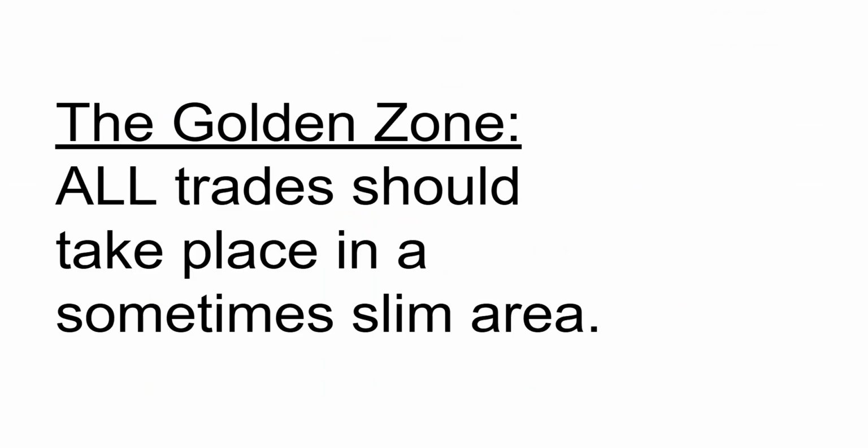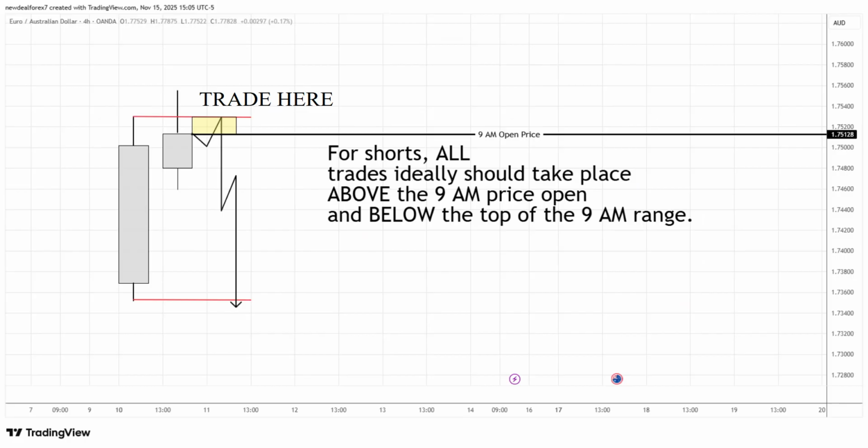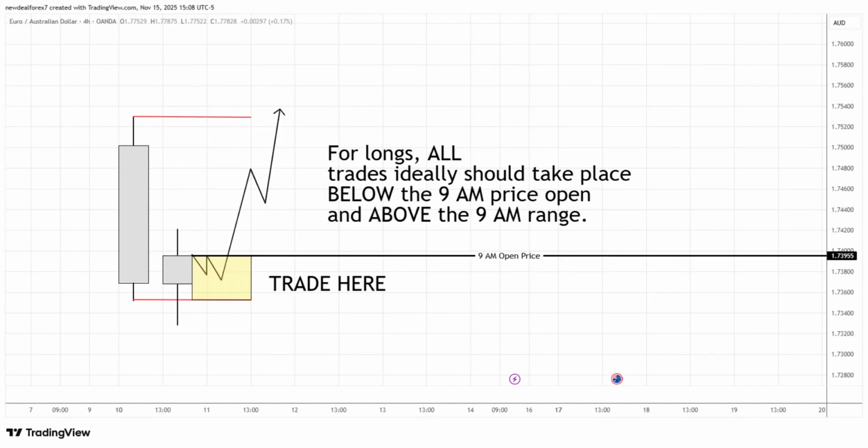Now, the golden zone. All your trades should take place inside of a slim area, and this is the area. For shorts, all your trades should take place above the 9 a.m. open, which is this black line right here, and below the top of the 9 a.m. range, right here. That's your trading pocket. You want to get as many entries as possible as price falls in your favor, but at least your base position should be here. If it's all the way down here, this will give you the highest risk to reward. And then obviously for long, same deal.